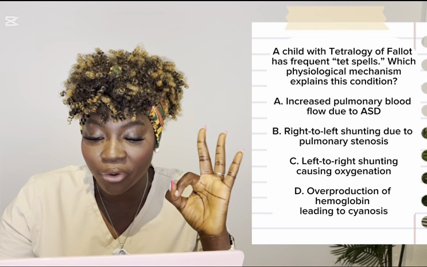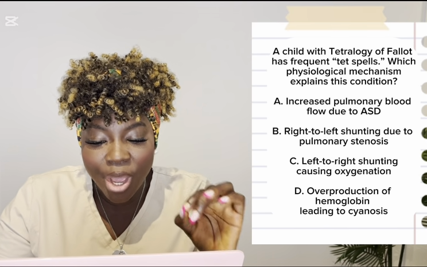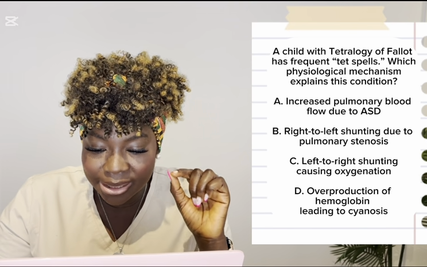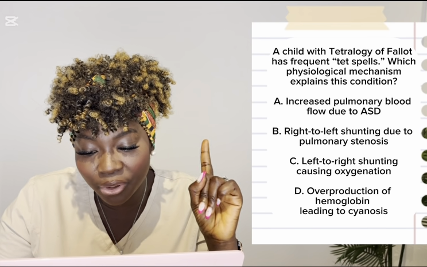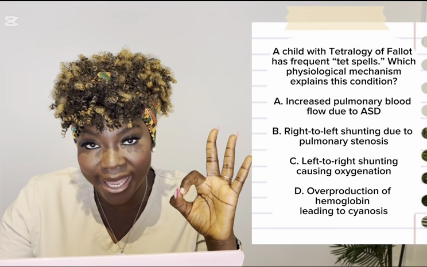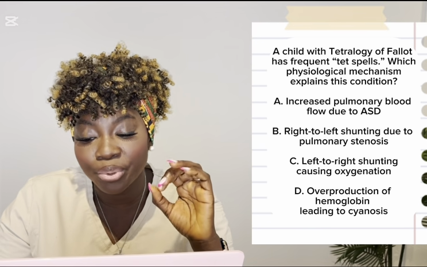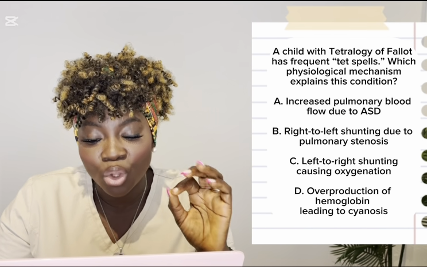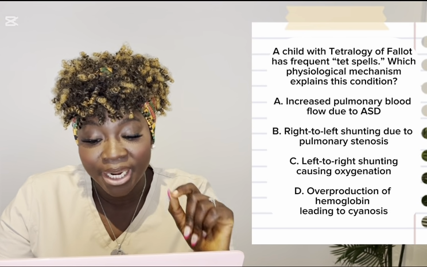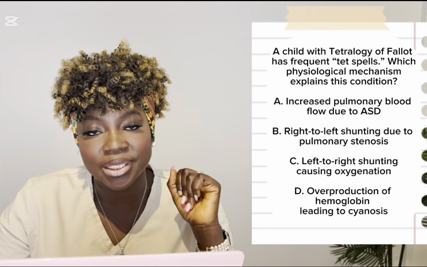The first question: a child with Tetralogy of Fallot has frequent TET spells. Which physiological mechanism explains this condition? A. Increased pulmonary blood flow due to ASD. B. Right to left shunting due to pulmonary stenosis. C. Left to right shunting causing oxygenation. And D. Overproduction of hemoglobin leading to cyanosis.